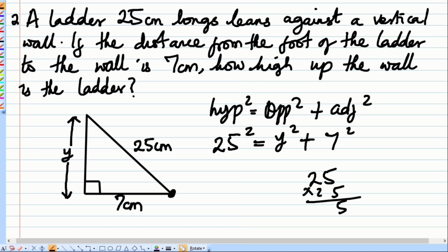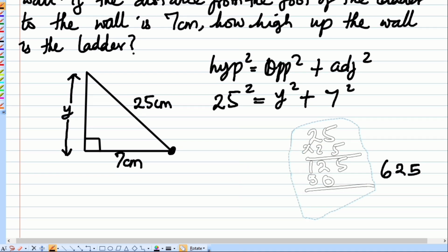5 times 5 is 25. We have 5, carry 2. 5 times 2 is 10 plus the 2, we have 12. 2 times 5 is 10. 0 carry 1. 2 times 2 is 4, plus the 1 is 5. So if we add, we have 625. So 25 times 25 is giving us 625. What am I saying? 625, sorry.